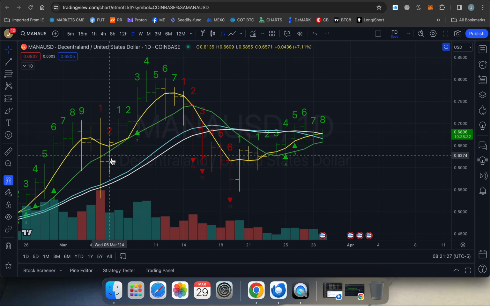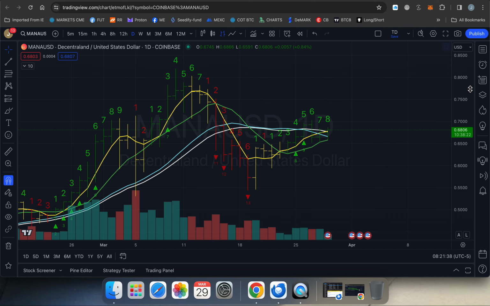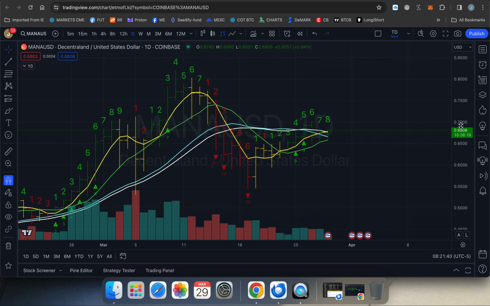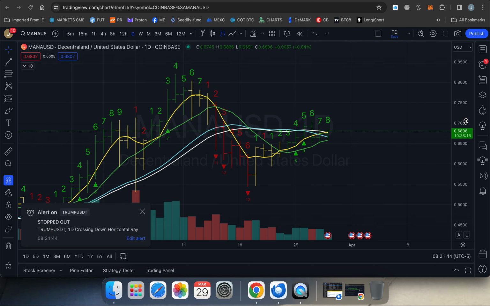Sometimes maybe it goes 3. Sometimes you just get a 1 bar reversal and it shoots right back up. I mean, it just depends on how much momentum's behind it, how much strength. It could be a big news event behind it. It could be, if they're promoting it, doing whatever they're doing.